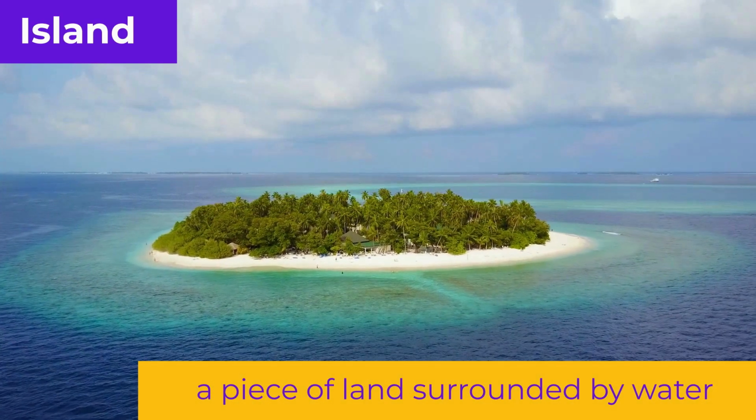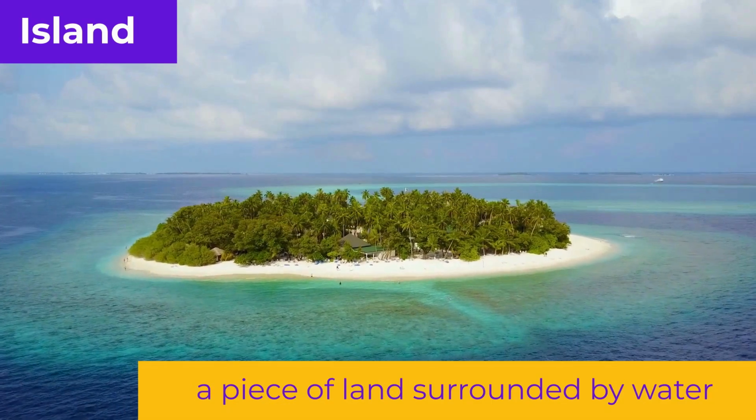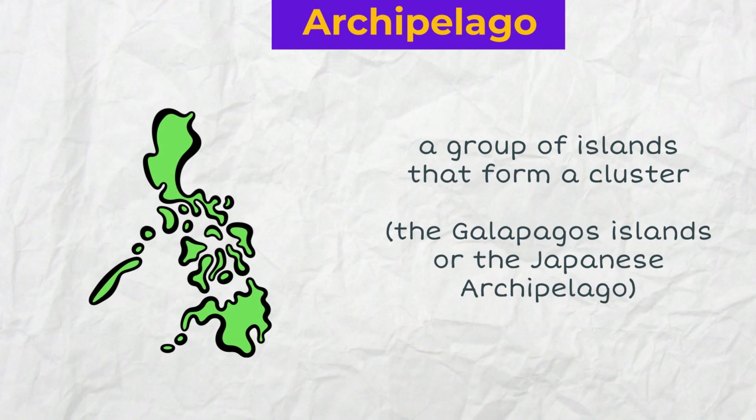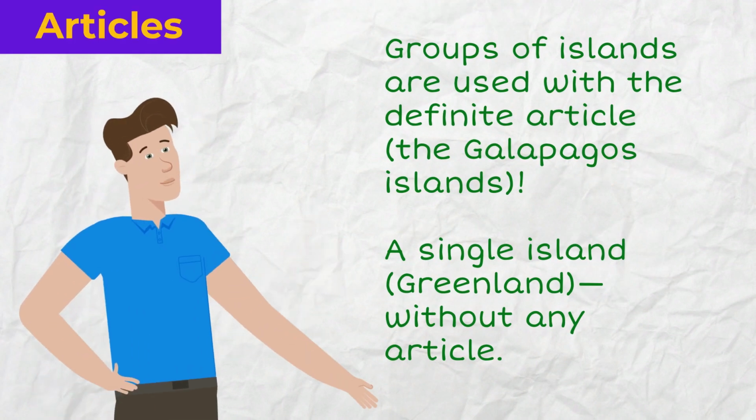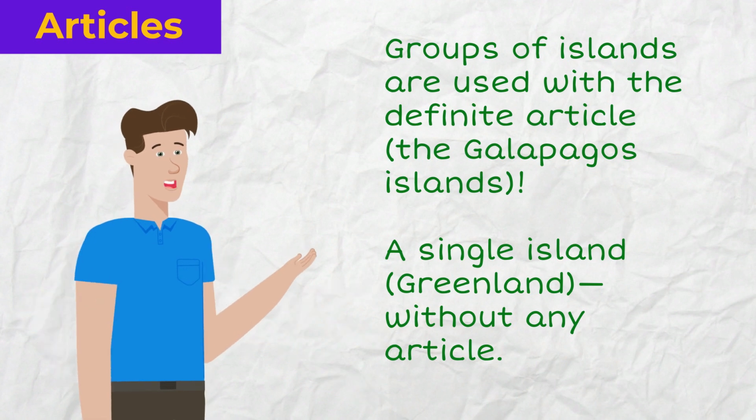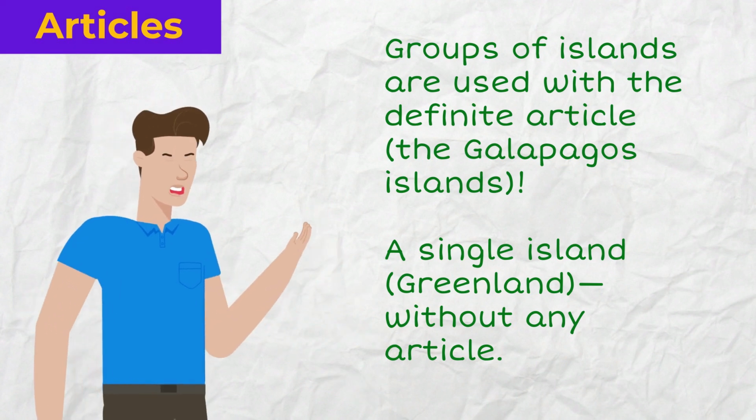An island is a piece of land surrounded by water, and a group of islands that form a cluster is called an archipelago. For example, the Galapagos Islands or the Japanese archipelago. So groups of islands are used with a definite article, and a single island, Greenland, goes without any article.